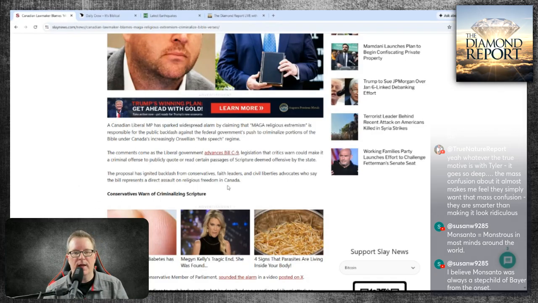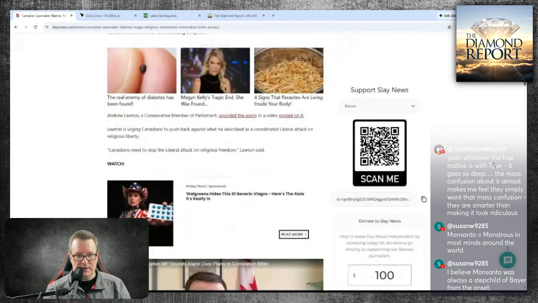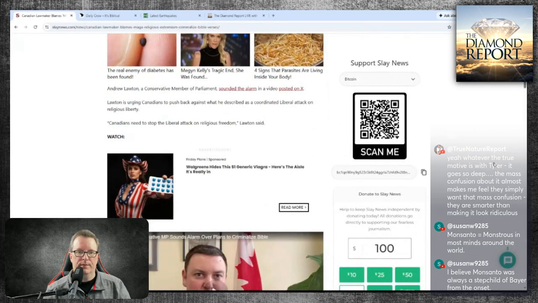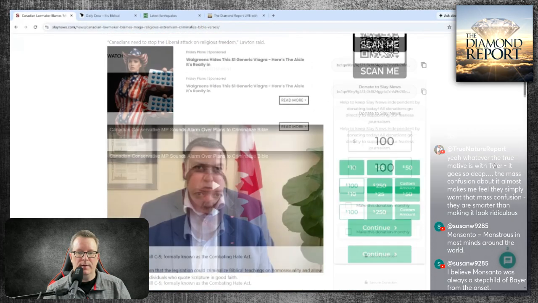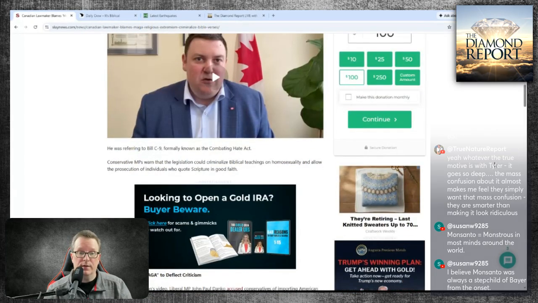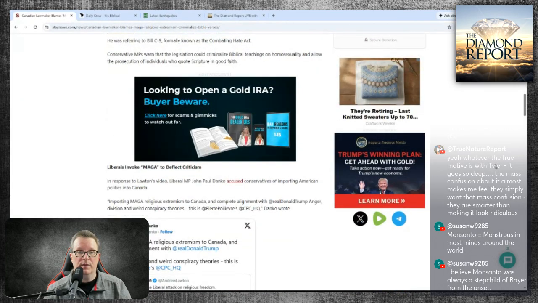It says the comments came as the Liberal government advances a bill called C9, legislation that critics warn could make it a criminal offense to publicly quote or read certain passages of Scripture deemed offensive by the state. The proposal has ignited backlash from conservatives, faith leaders, and civil liberties advocates who say the bill represents a direct assault on religious freedom in Canada. Don't you think that's the whole purpose? That's why they're doing it. To shut up Christians. That's what they're trying to do. And that's what they're going to eventually pass.